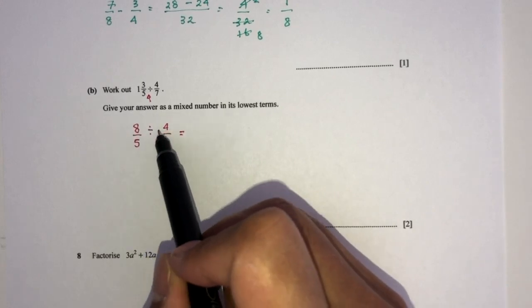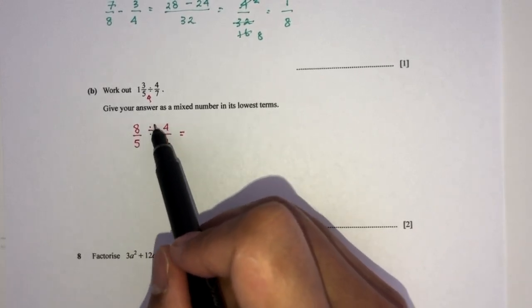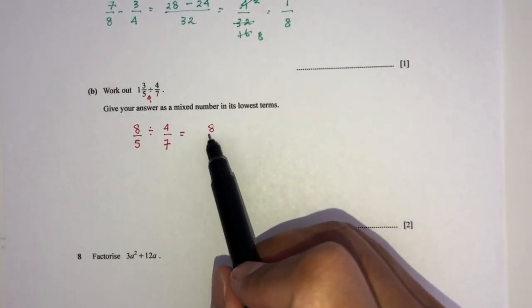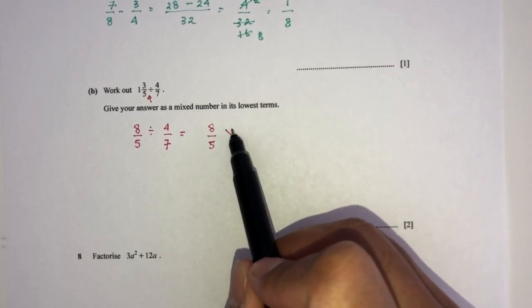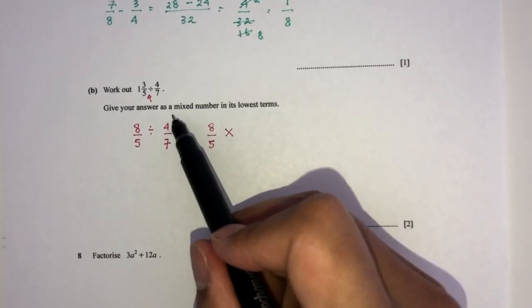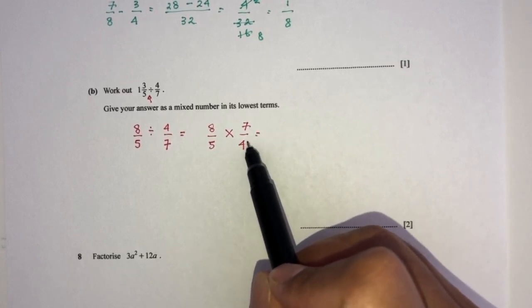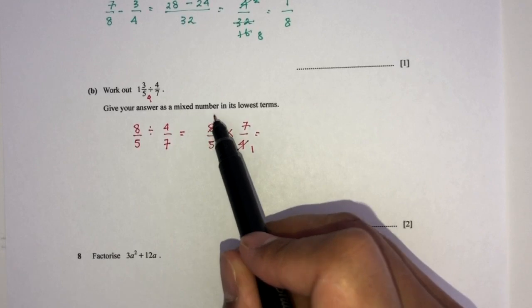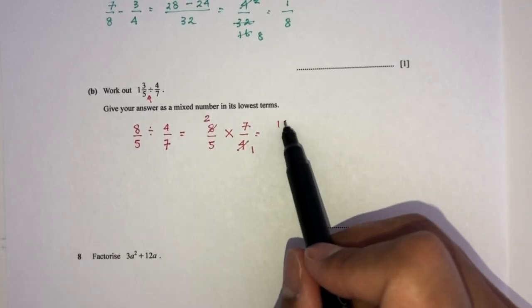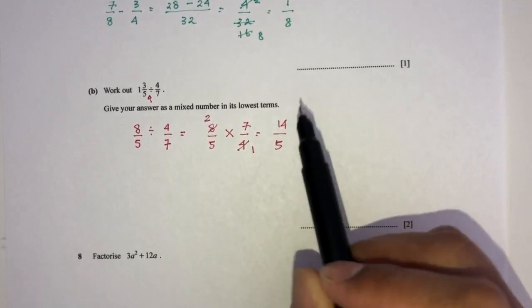Now obviously, it is hard to work with division. We have to change that to multiply. That will be 8 over 5 on this side. Multiply. So once you change that to multiply, we have to flip this one upside down, right? You have this. Now simplify. This will become 1. This will become 2. That'll be 14 over 5.